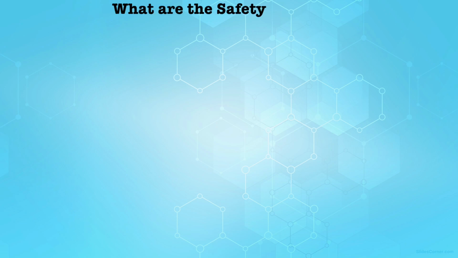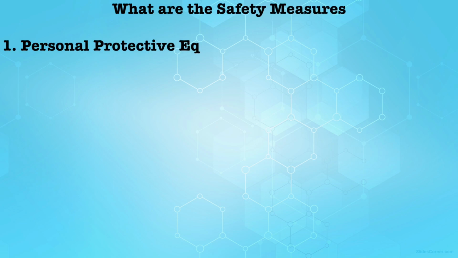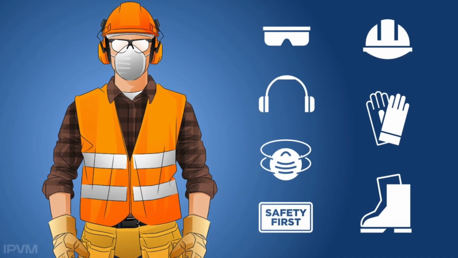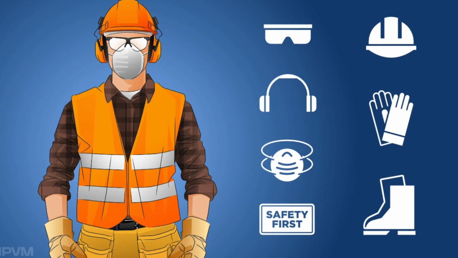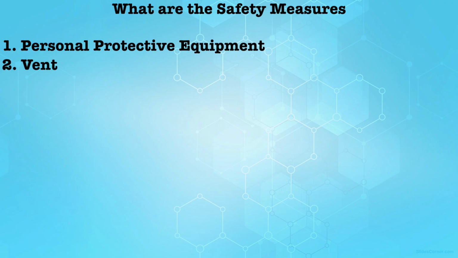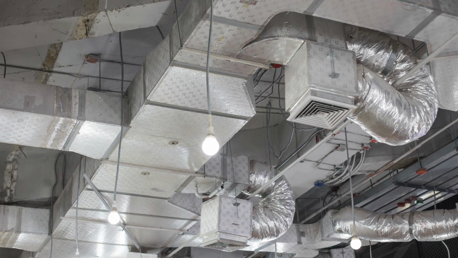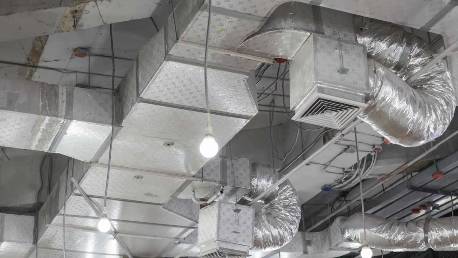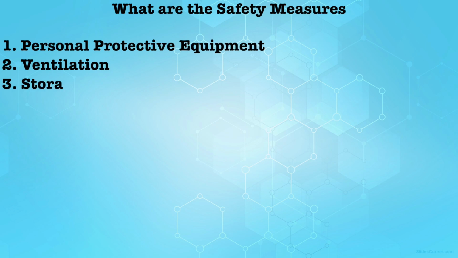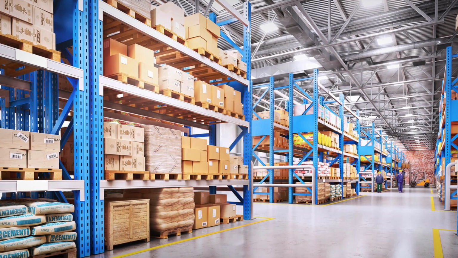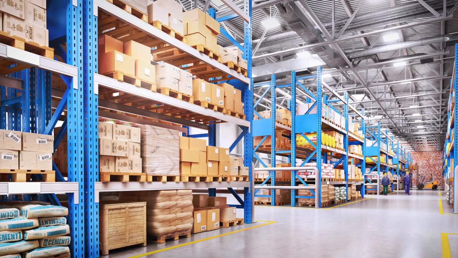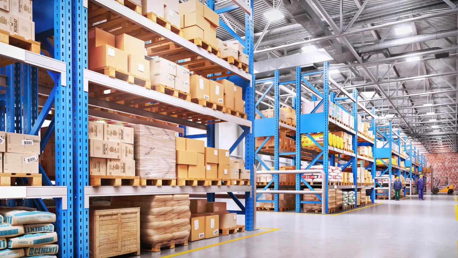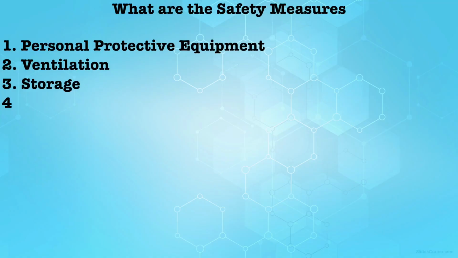What are the safety measures? First, PPE. Wear appropriate PPE including gloves, goggles, face shield and lab coat when handling corrosive materials. Ventilation. Work in a well ventilated area or under a fume hood to prevent the buildup of corrosive fumes. Storage. Store corrosive substances in designated areas, preferably in acid resistant containers and away from incompatible materials.